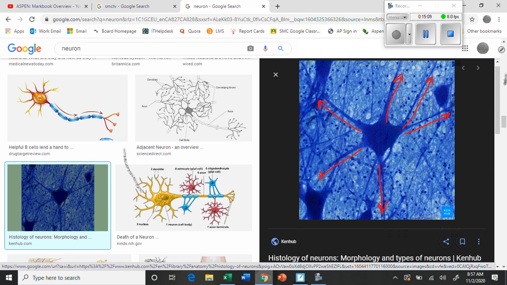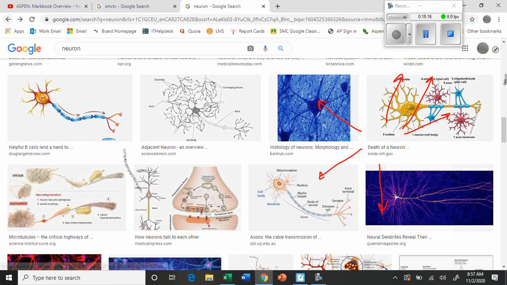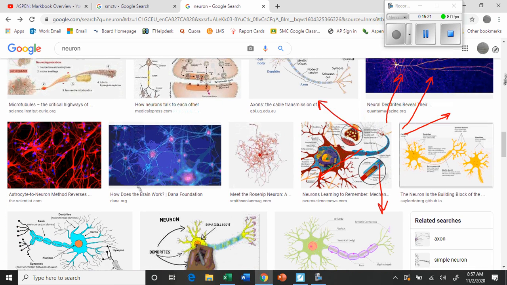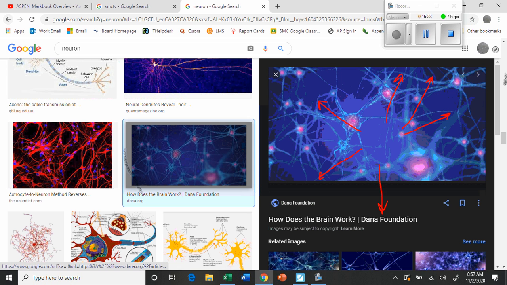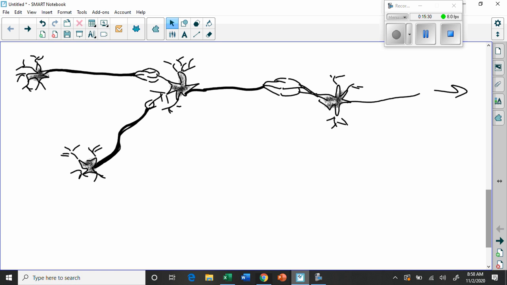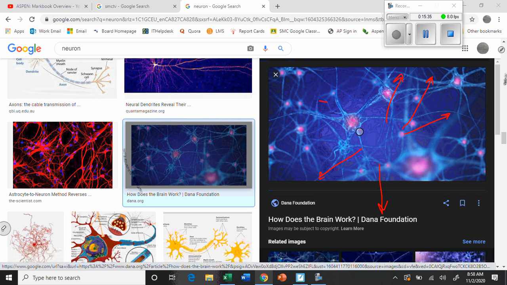Let's see what else we have here. Here's an interesting picture that looks like it might be an actual picture of nerve cells. So anyway, just to give you an idea of how they are all interconnected. Okay, so there's the neuron. You can Google it. You can check it out.